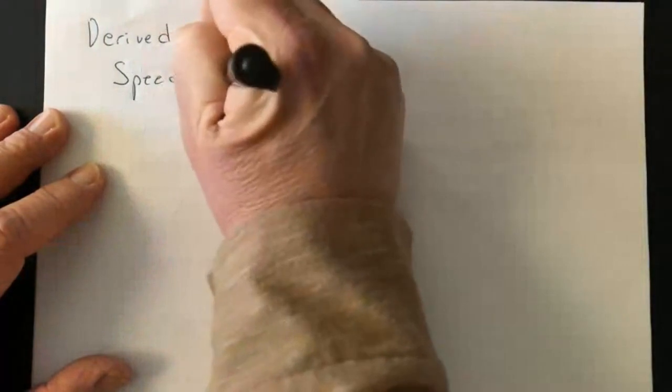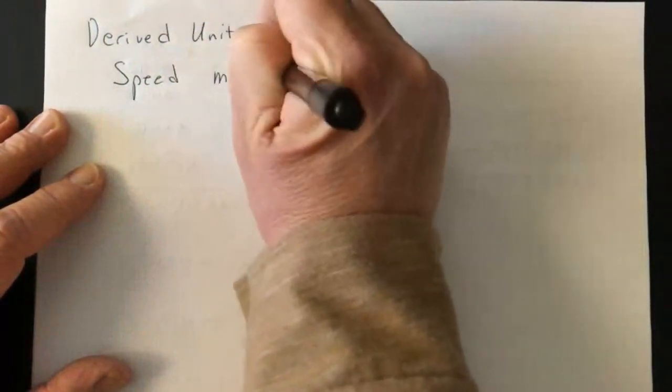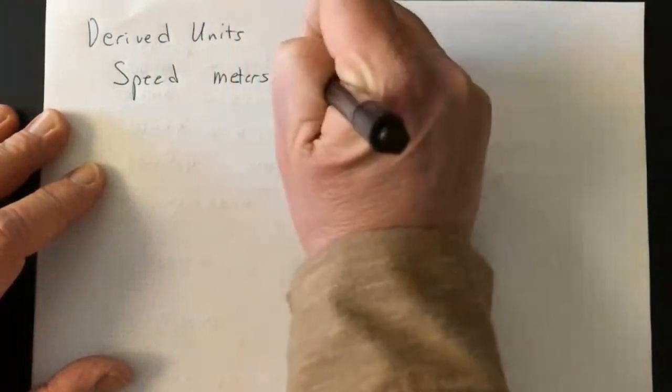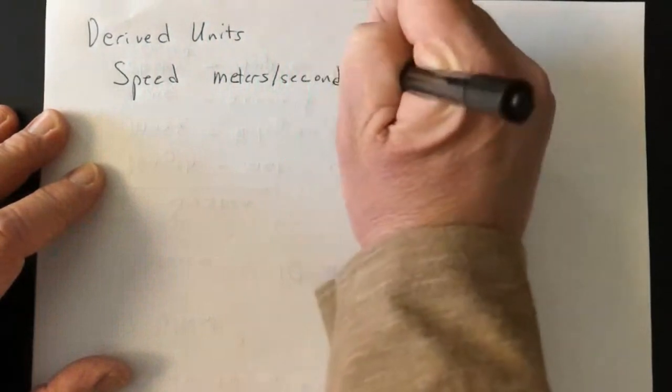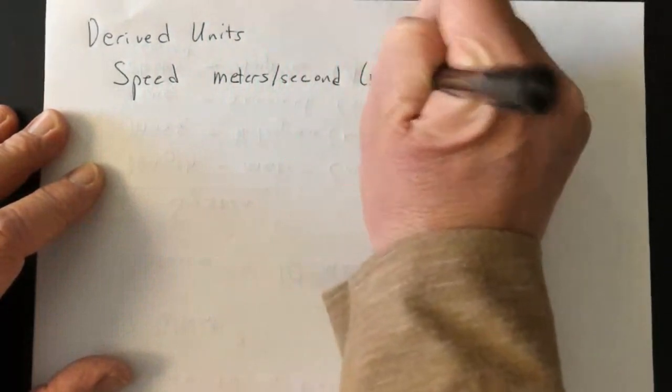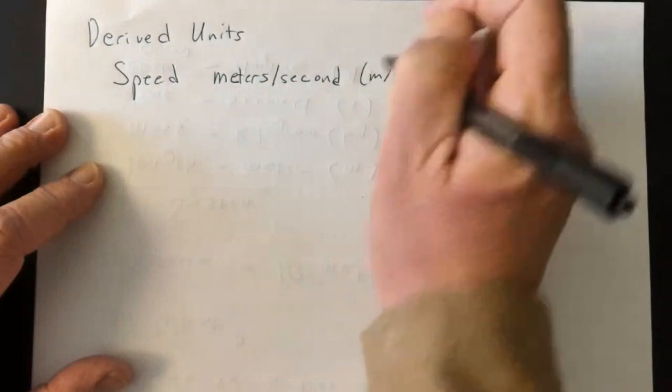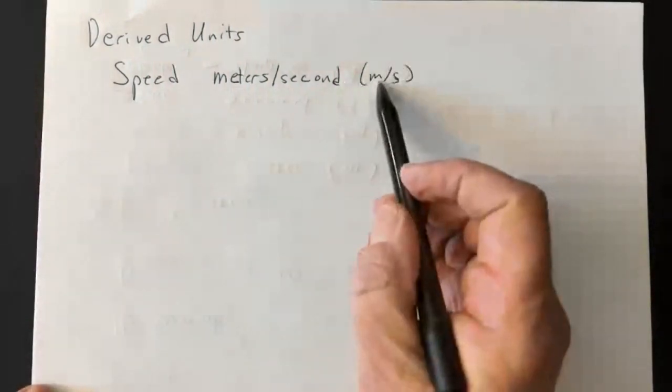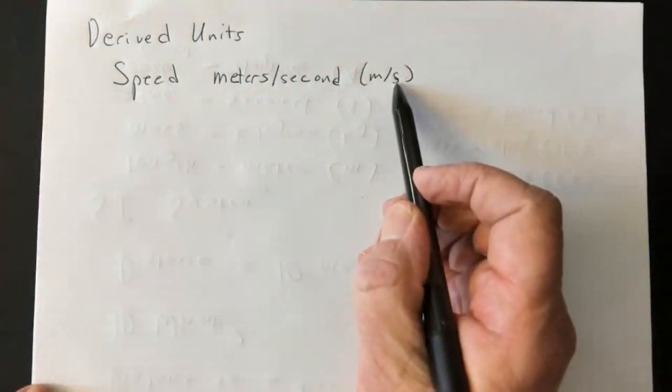So an example of a derived unit is speed. How fast is something going? If you think about that in the SI system, that would be meters per second. If you write it this way, you would abbreviate it as meter per second. Notice that it's a combination of meters and seconds.